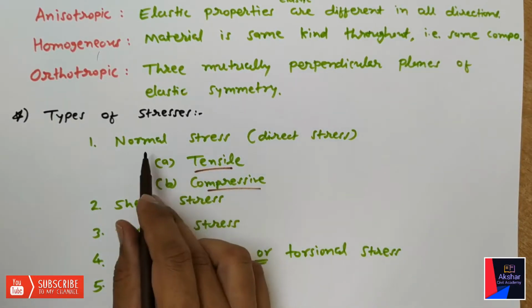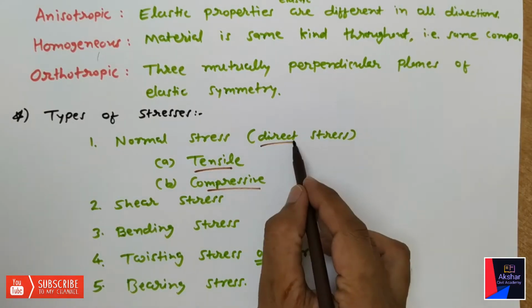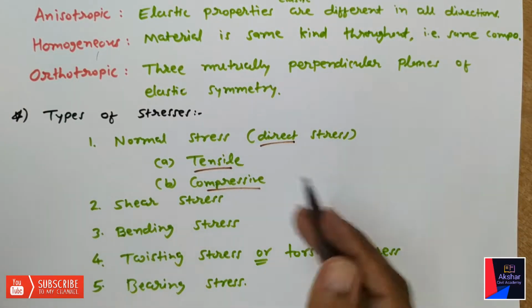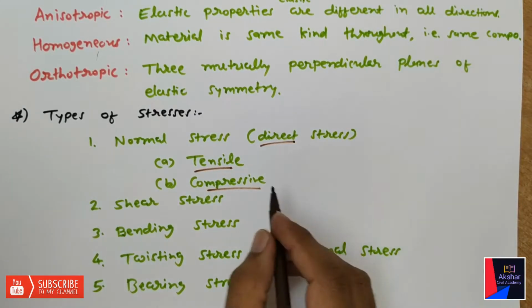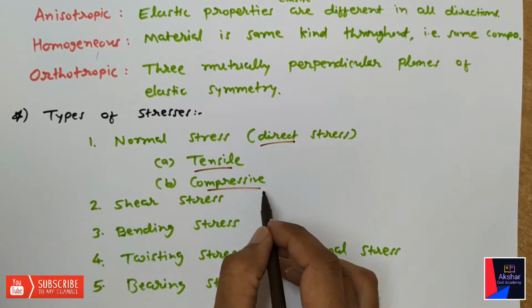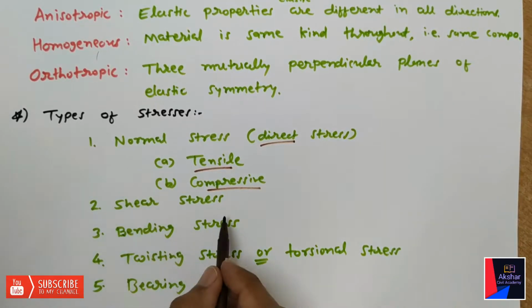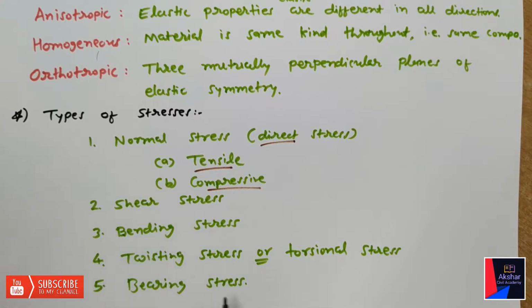So normal stress is also called direct stress. There may be two types of normal stress, tensile and compressive stresses; we'll see them one by one. Second is shear stress, third is bending stress, fourth is twisting stress or torsional stress, and fifth is bearing stress. These are all the different types of stresses. Let us discuss them one by one in detail.